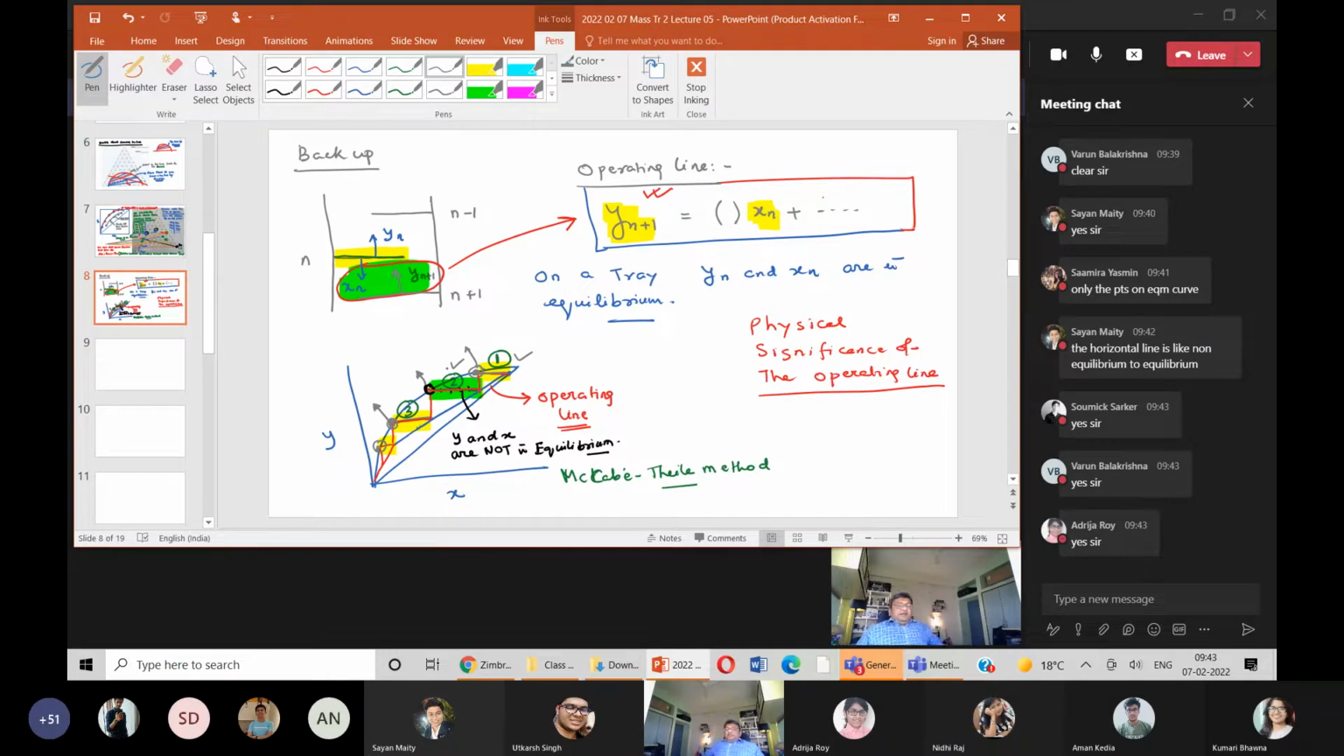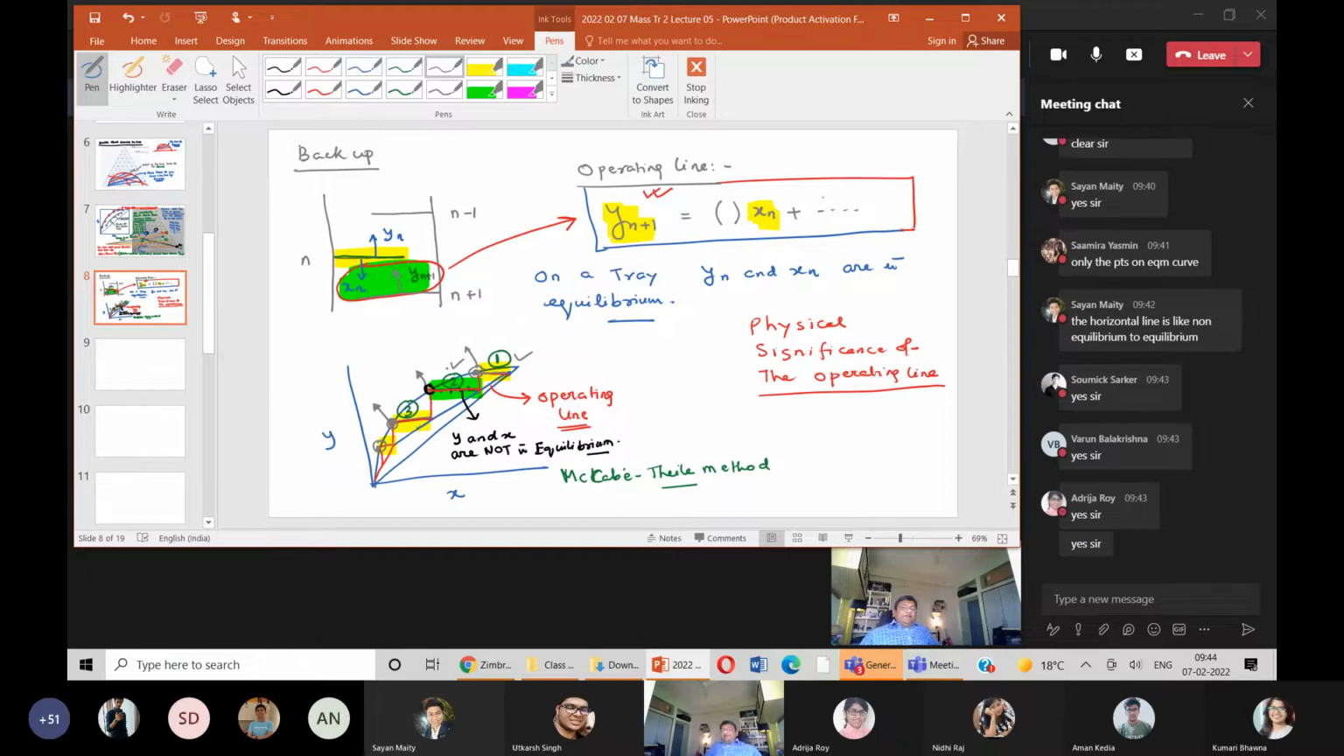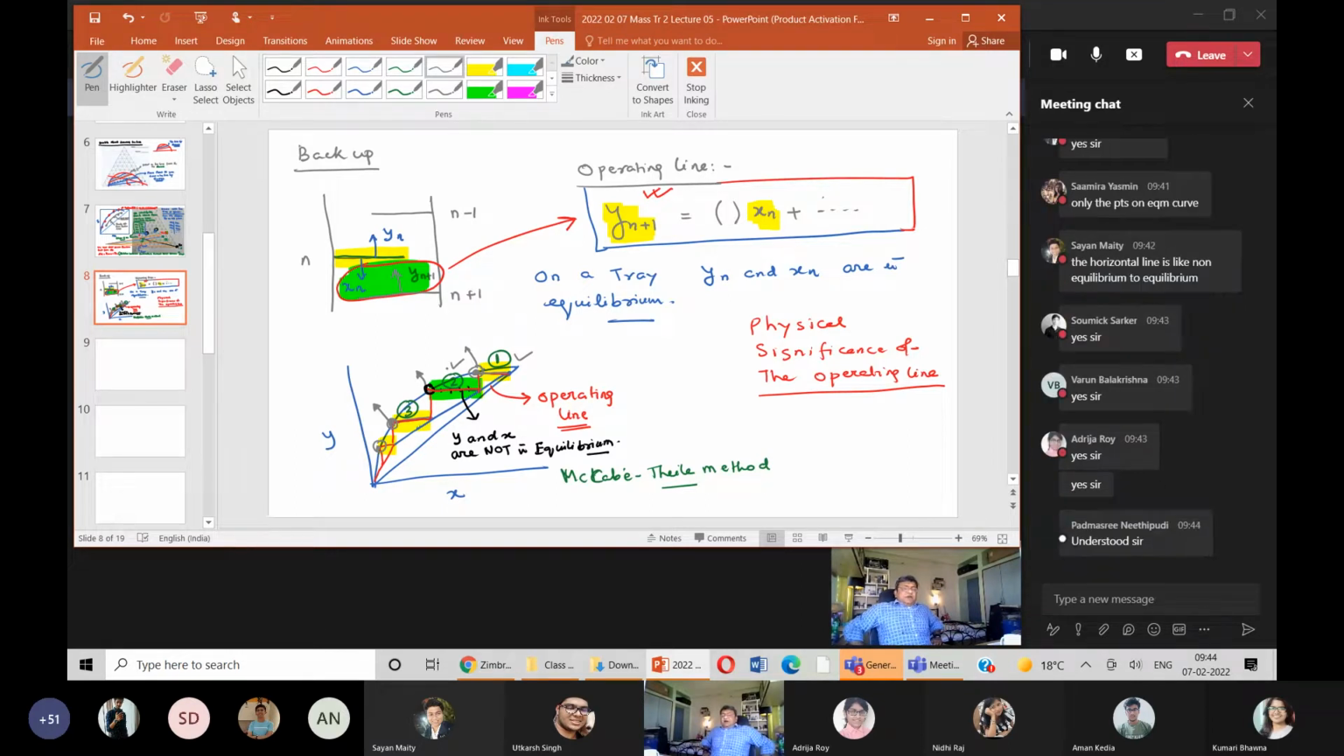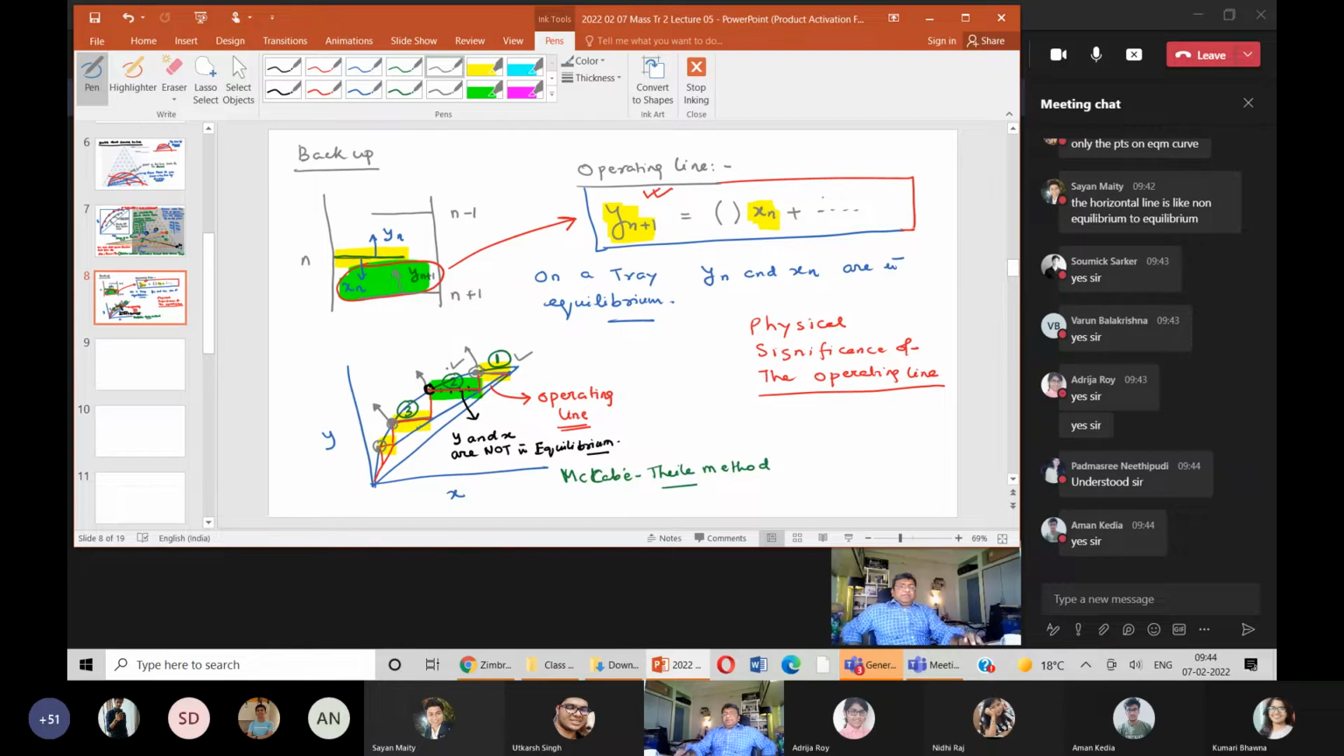And the class now understands what is operating line? Adamsi, you understand? Chavi, you understand? Chinmay, you understand? Aman, you understand? Siddhant, you understand? What is an operating line? Operating line is essentially the relation of composition of the vapor phase and the liquid phase between two stages. Okay? Is it clear to all?